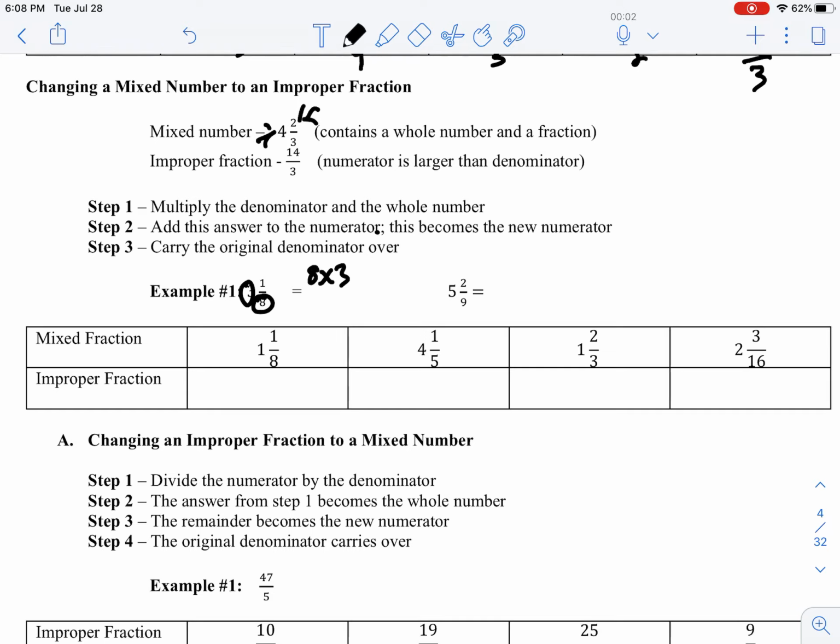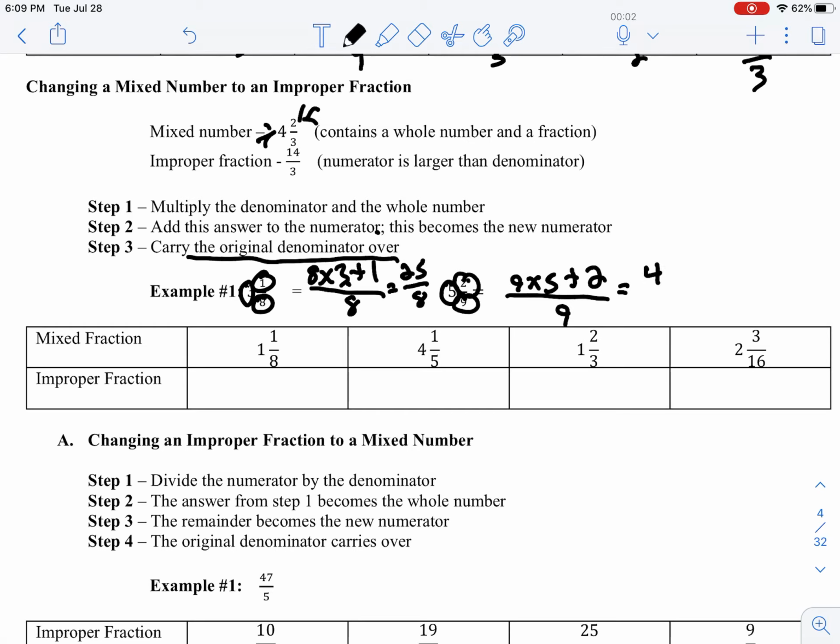Add this answer to the numerator. Well, the numerator is 1, so I'm going to add 1. Carry the original denominator over. The original denominator was 8. So 8 times 3 is 24, plus 1 is 25 over 8. Next, it says multiply the denominator, 9, by the whole number, 5. Add the numerator, 2, and carry the original denominator, 9. And I'm going to get 45 plus 2 is 47 over 9.